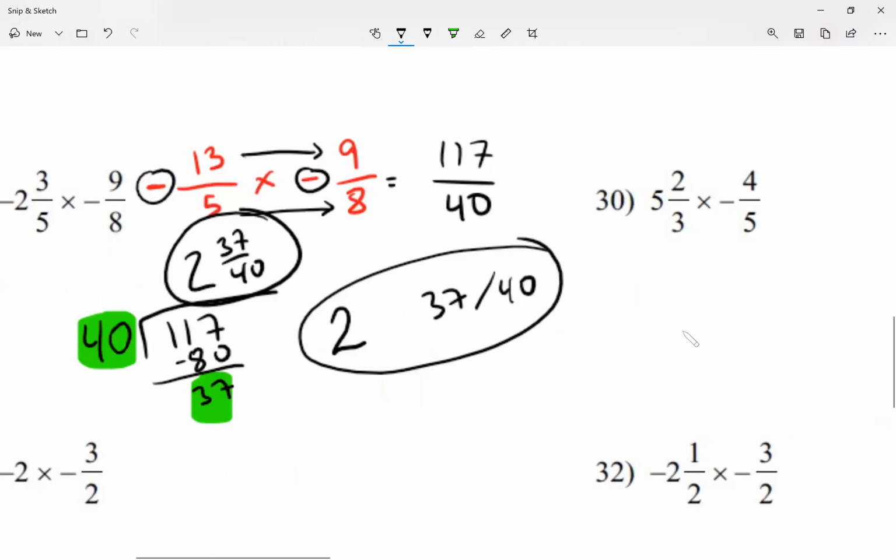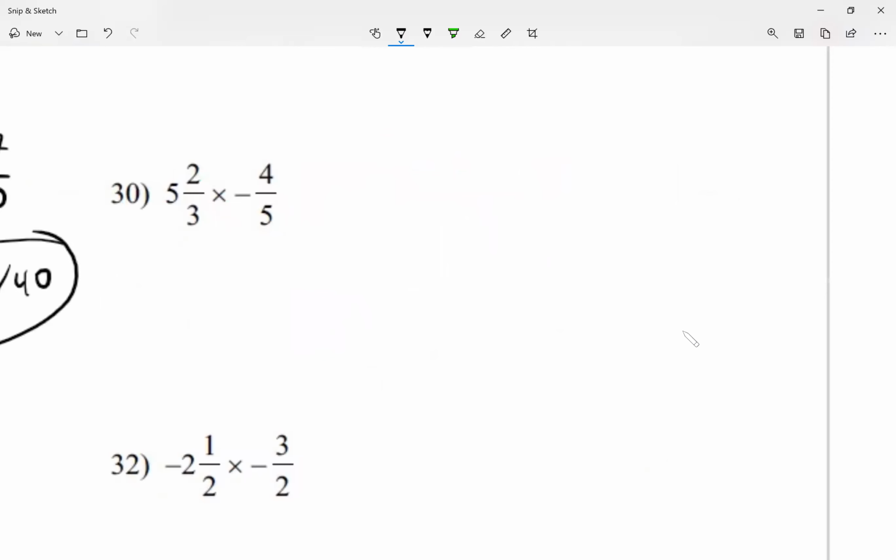All right, let's take a look at number 30 now. My first fraction, I'll keep a 3 at the bottom. For the top, remember, I have to multiply this 2. 5 times 3 is 15. Add it to the top. So 17 times a negative 4 over 5. Remember, my fraction should only have a number on the top and a number at the bottom.